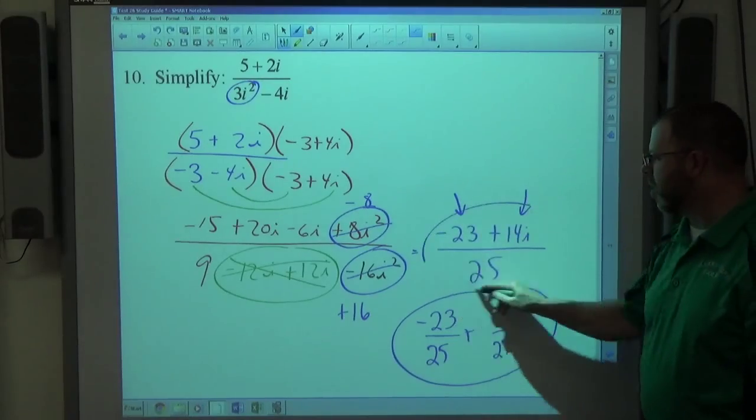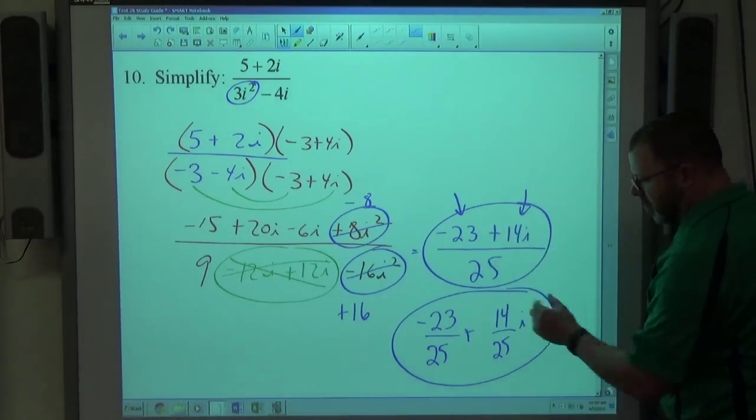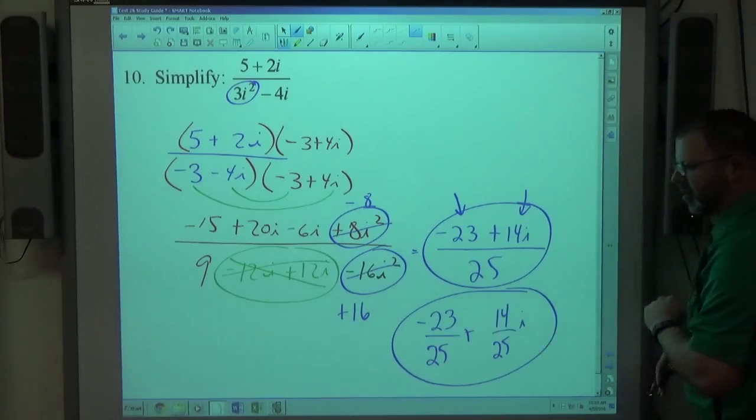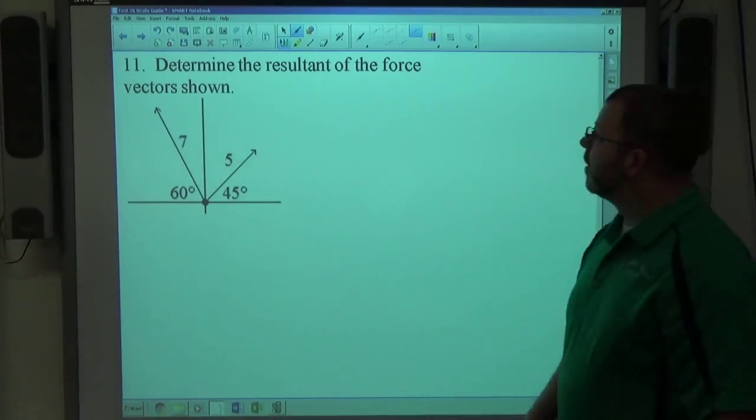I'm not going to count this wrong, but this is good practice. Just get in the habit of anytime you see imaginary complex numbers, real number, then imaginary number, separate them from each other. Number 11, we have two vectors.